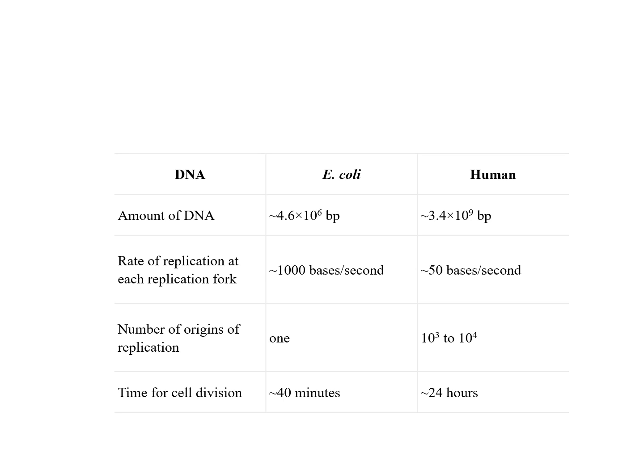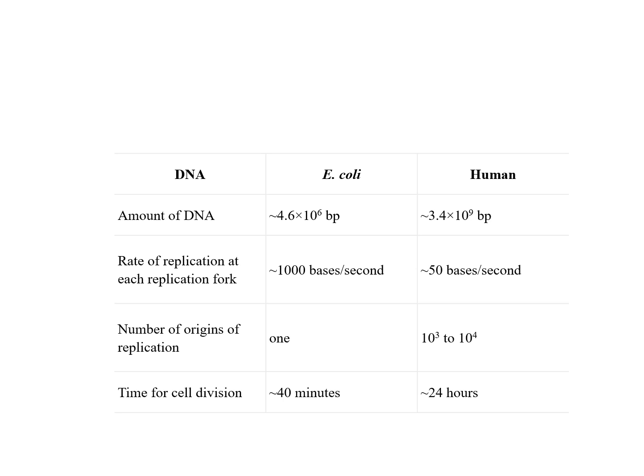And then for the replication in the E. coli, basically the size of the chromosome is about 4.6 times 10 to the 6 base pair, and the rate of replication is about 1,000 base pair per second. And there's only 1 origin of replication, which means there's only 1 spot in the E. coli where they will initiate the replication. Therefore, the total time required to replicate and divide the cell is about 40 minutes.